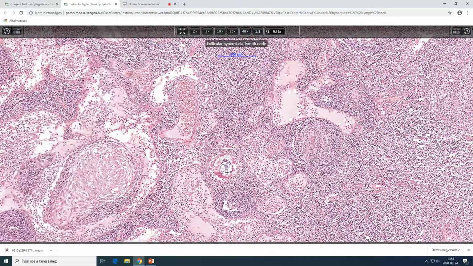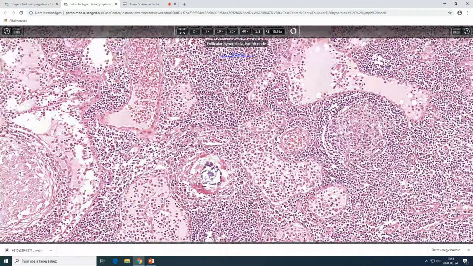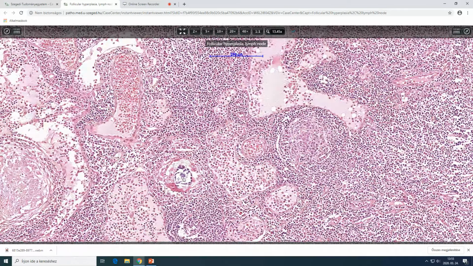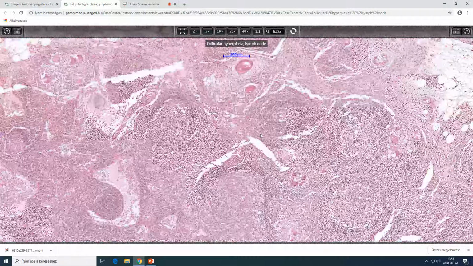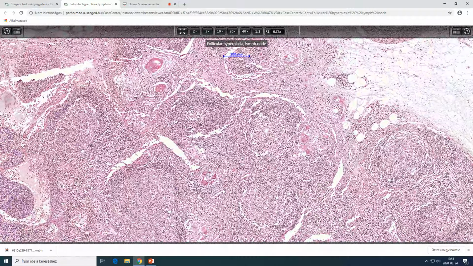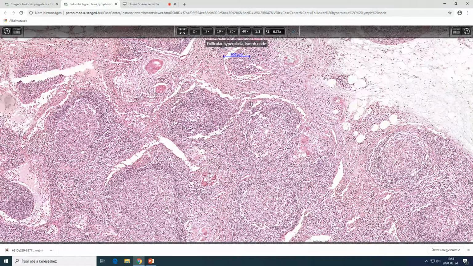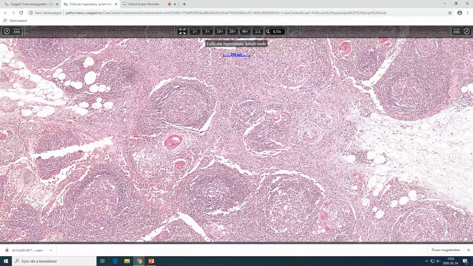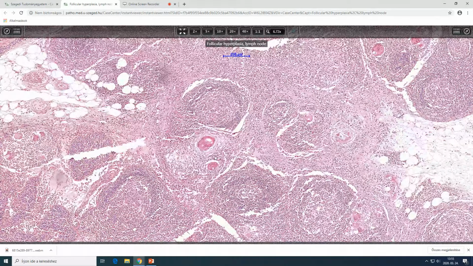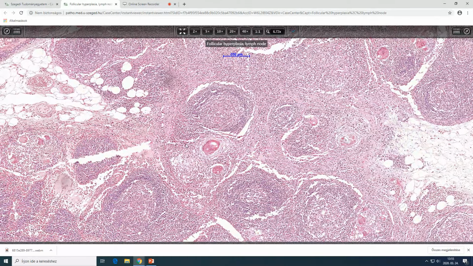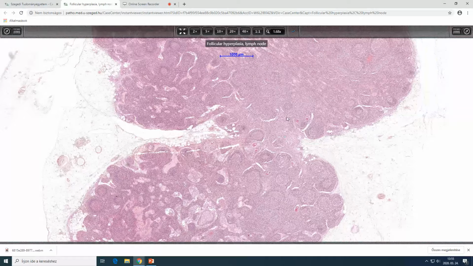You may wonder what are they doing here, and I'm not 100% sure, but I would say that this is a lymph node which was probably removed from a neighborhood of a foreign body granuloma, and this is a lymph node which is draining the lymph from that area, and that's how these giant cells could travel to the lymph node.